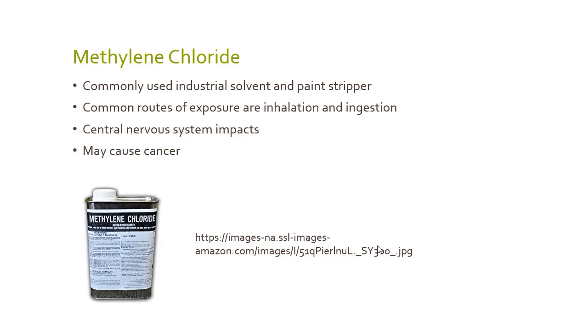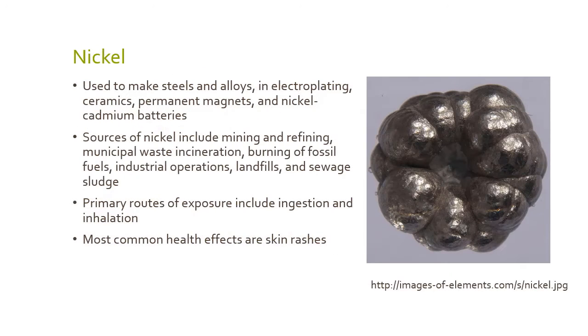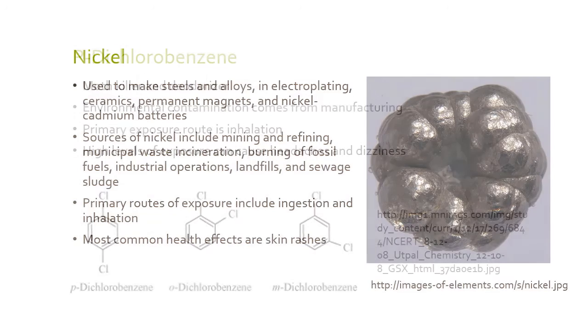Okay, let's jump back into some of these common chemicals that you may find on Superfund sites. So in video 1, we went from ammonia through mercury. So we're going to jump back in now with methylene chloride all the way to the end. Methylene chloride is a common paint stripper, and it can have lots of nervous system impacts and may cause cancer. Nickel is another heavy metal. It can cause skin rashes.